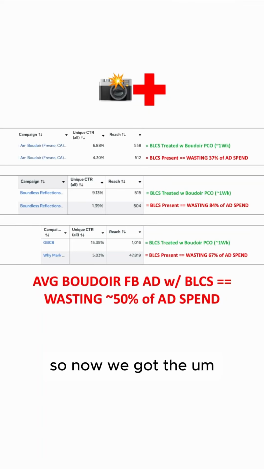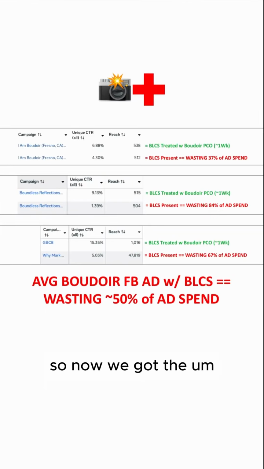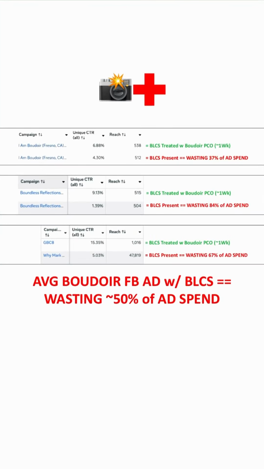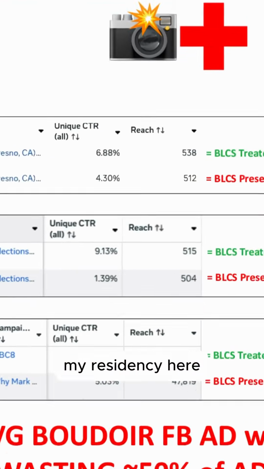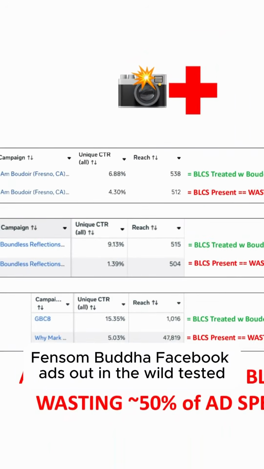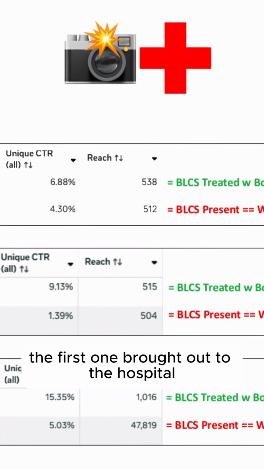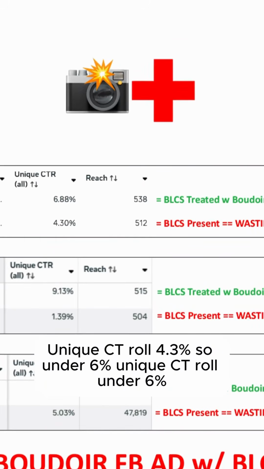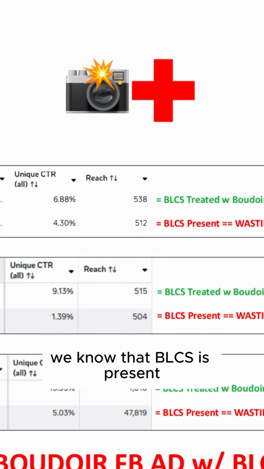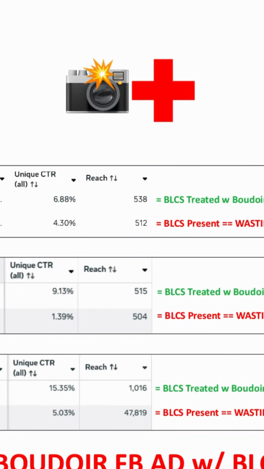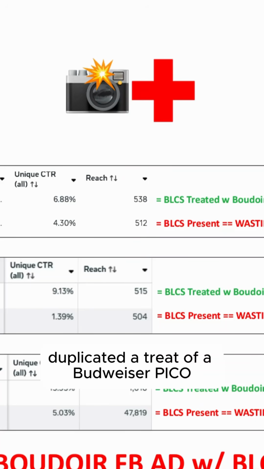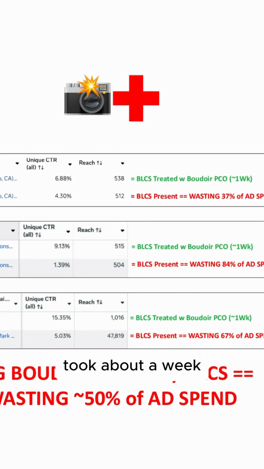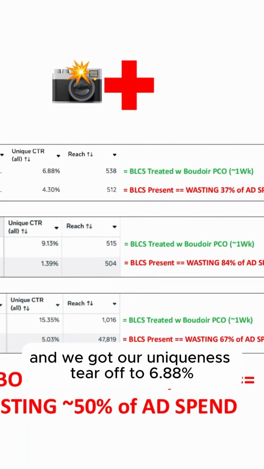So now, my residency here. Found some Boudoir Facebook ads out in the wild. Tested the first one, brought it to the hospital. Unique CTR 4.3%, so under 6%. Unique CTR under 6%, we know that BLCS is present. Now we duplicated it and treated it with Boudoir Pico. Took about a week, and we got our unique CTR up to 6.88%.